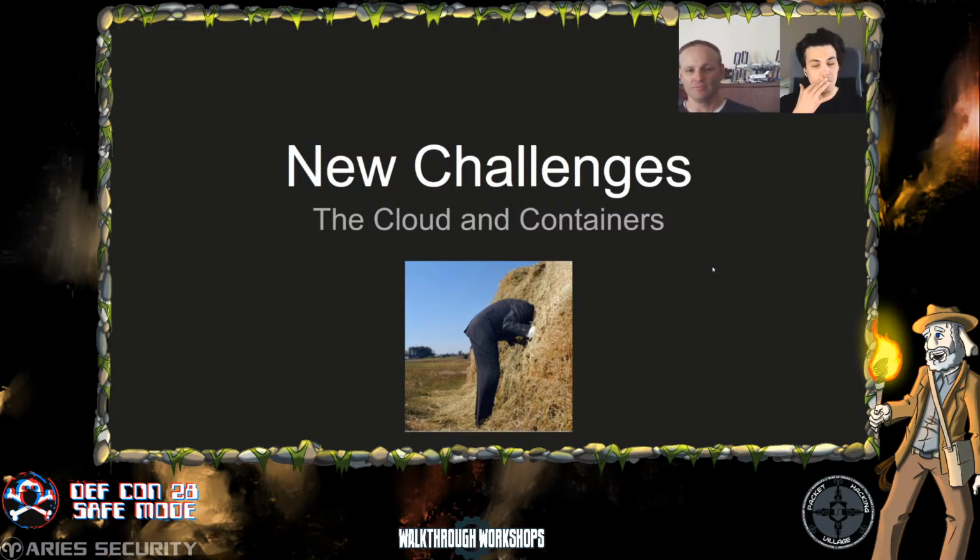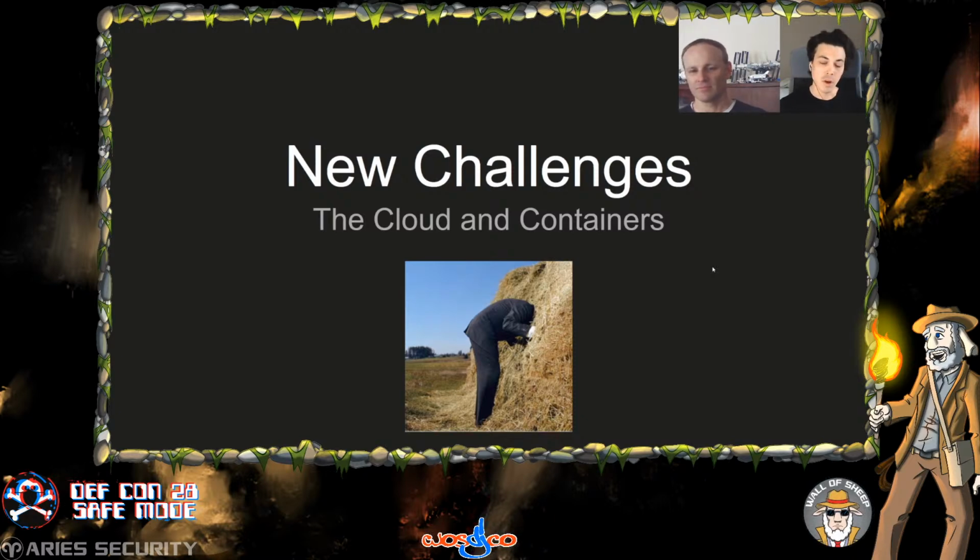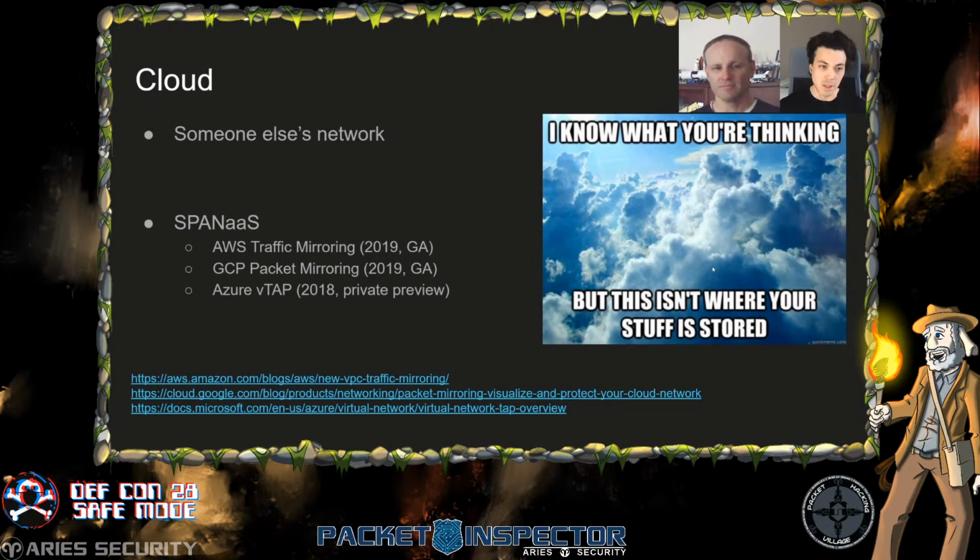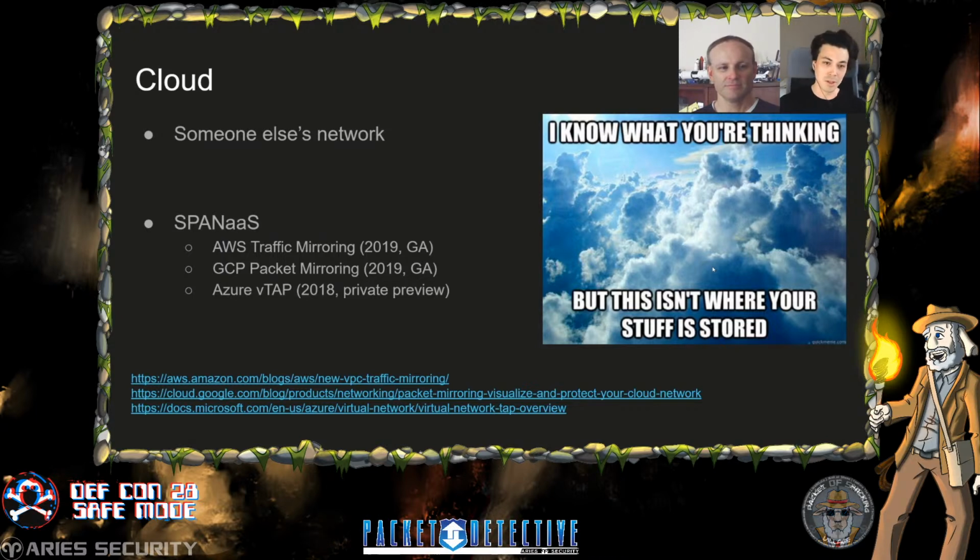So we obviously have some new and interesting technologies that make grabbing packets even more difficult, even with span, aggregation, and spine-leaf. One of those is cloud. And the biggest thing is it's someone else's network. As much as I wish Amazon or Google would let me into their data centers and deploy taps and spans, I don't think they're so keen on doing that.